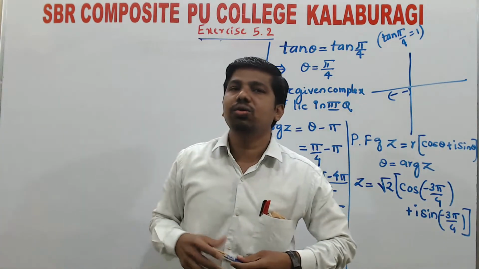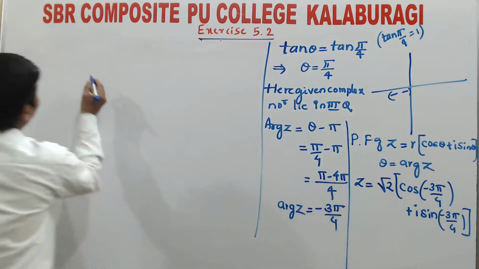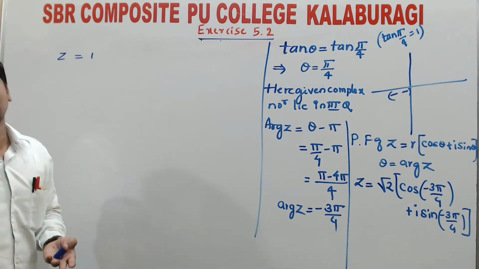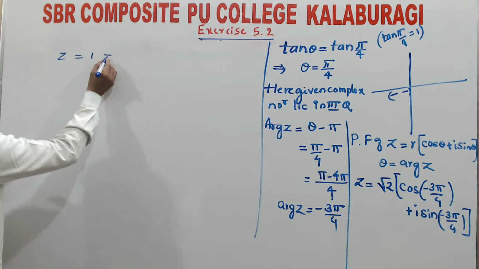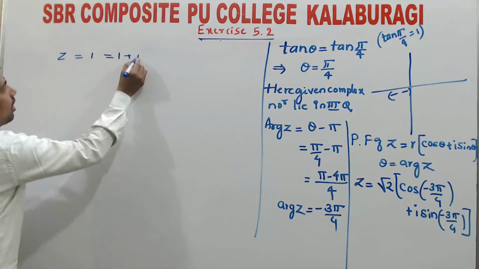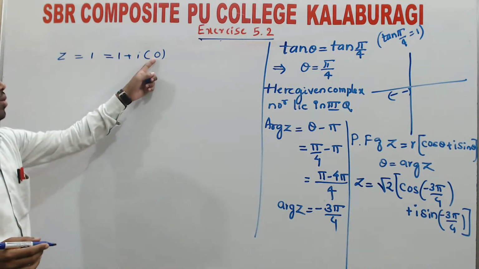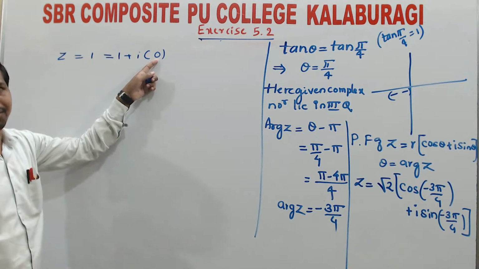Many students are asking whether 0 is positive or negative. How should we take it? Suppose z equals 1, how do we find the amplitude, that is theta? So this 1 can be written as x plus i into y, where y is 0. This y you can take positive or you can take negative. In both ways you will get the same answer only.